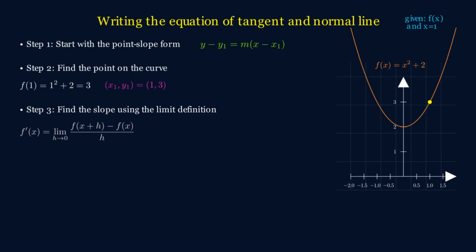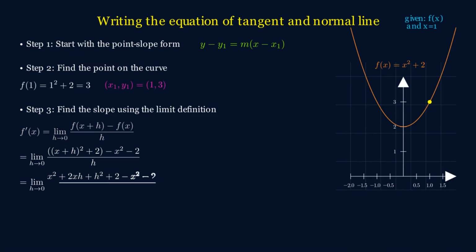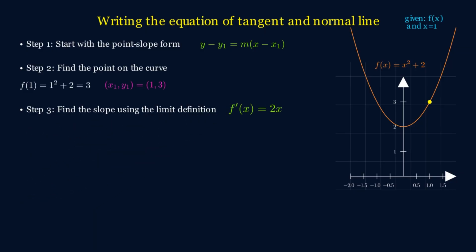F prime of x equals the limit as h goes to 0 of f of x plus h minus f of x over h. When we expand and simplify, the slope becomes 2x plus h. As h goes to 0, it's just 2x. At x equals 1, that gives us m equals 2. For the normal line, we take the negative reciprocal. M sub n equals negative 1 over 2.